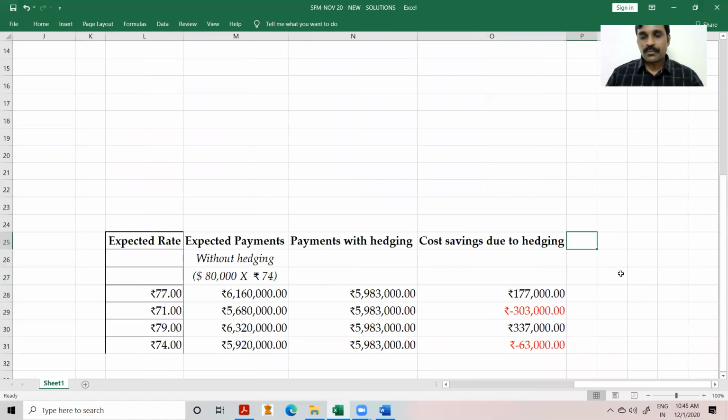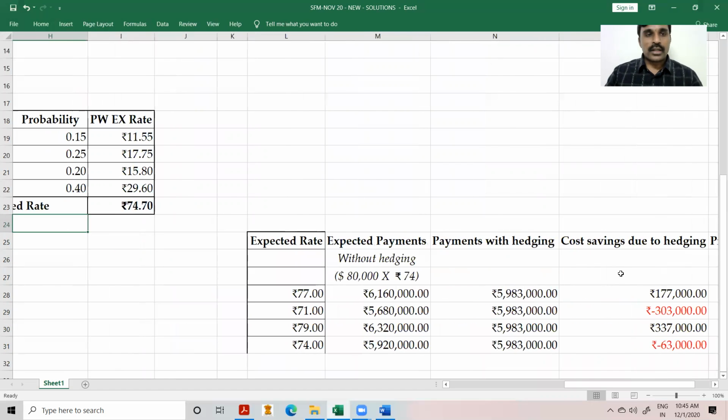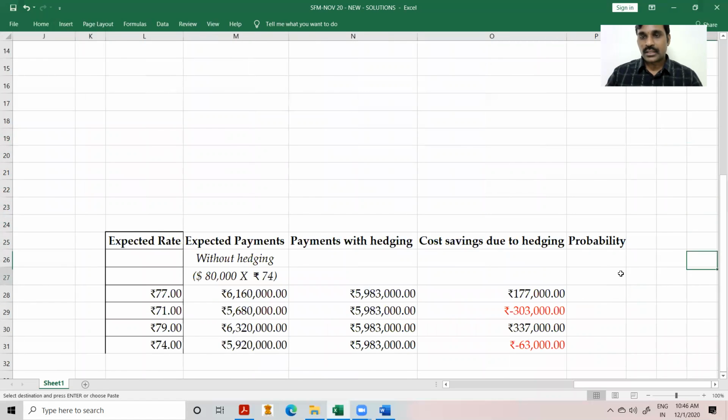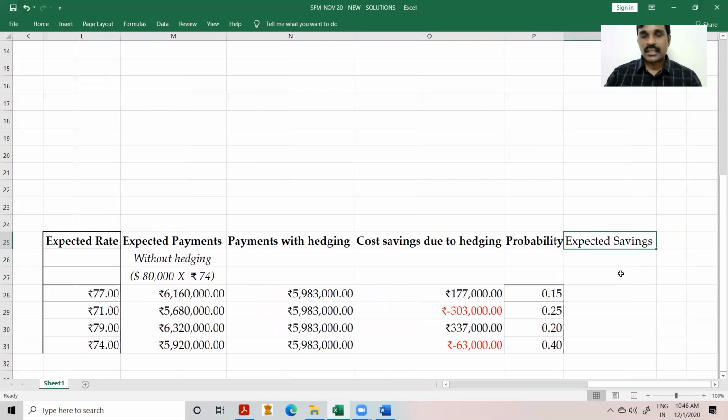Now, next point: what is the probability of this savings? Now we have to copy those probabilities. Probability of savings. Therefore, expected savings, that is, probability weighted savings. You have to write this point.